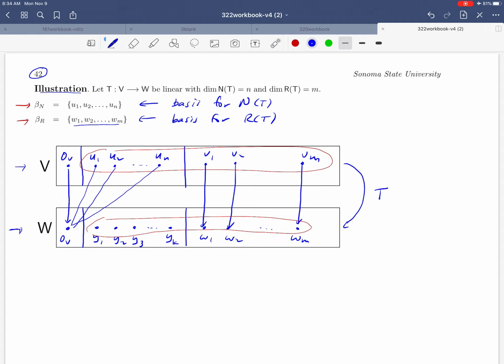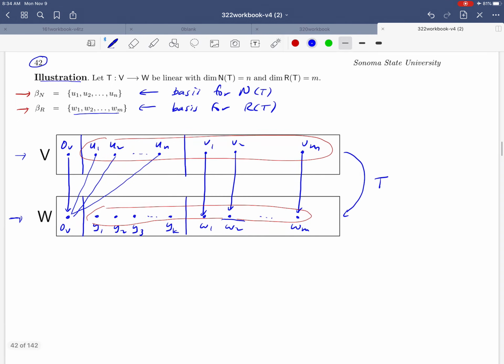One other comment before we go farther: this diagram might lead you to believe that we're talking about finite sets here. We're really not. V and W are probably infinite sets. We're just drawing vectors in bases in our diagram. It's important to keep that in mind as we go through this.